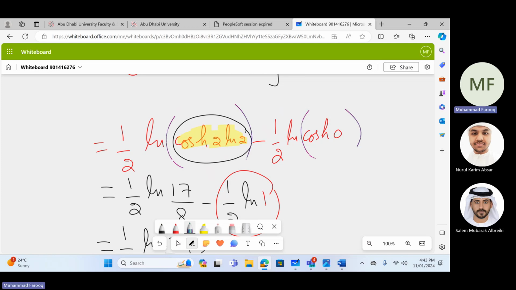That's why I was confused. Don't get confused, please, because there are two functions: natural log and cosine hyperbolic. Now it's correct. Check, please. Can you help her, please? She's not getting the required answer which I'm getting now.